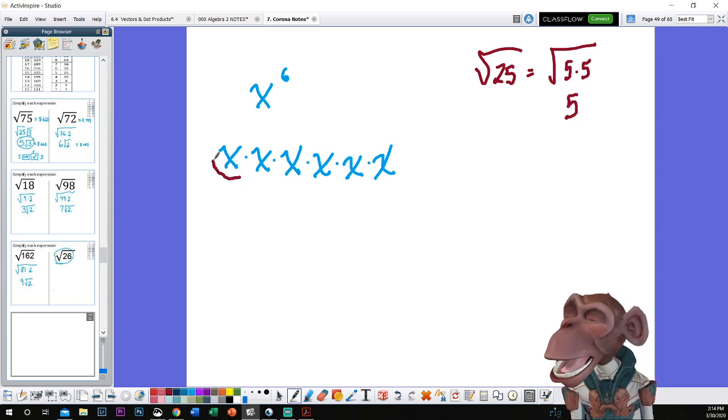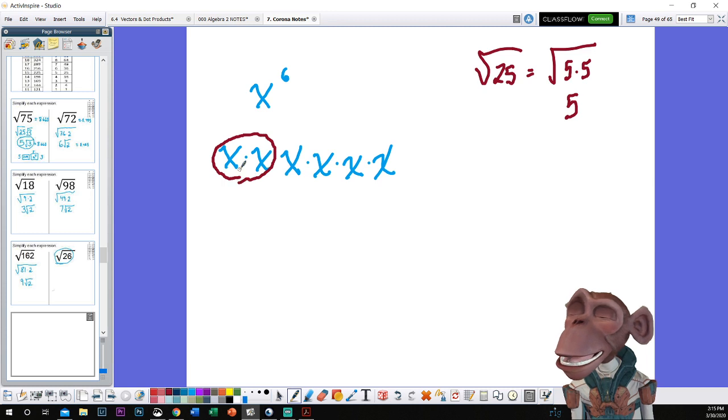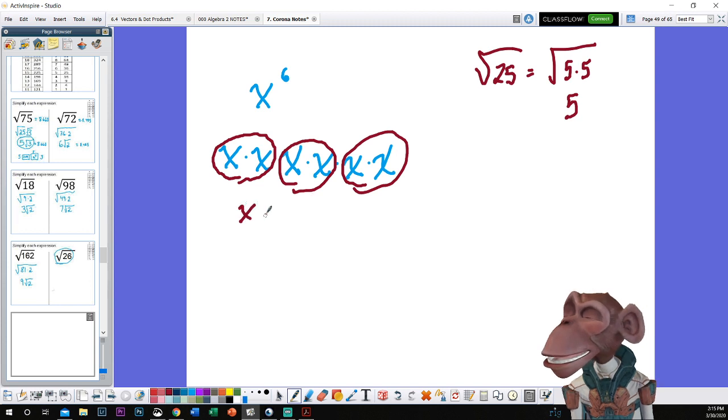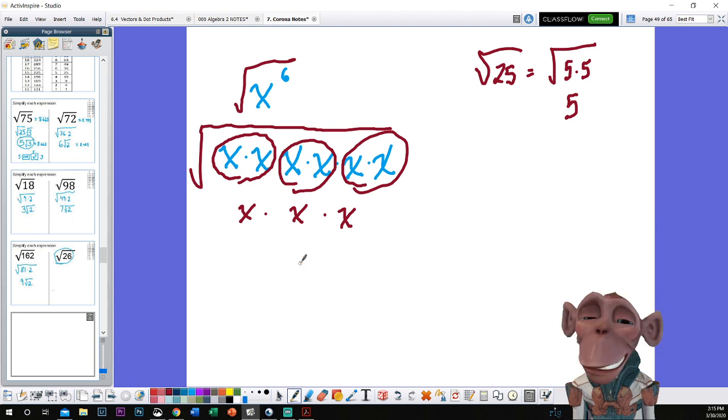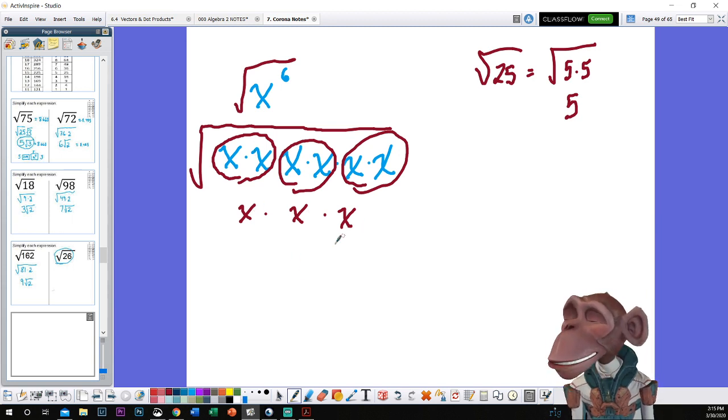So the same thing here. I'm looking for pairs of x's. There's one x, there's another x, there's another x. So here are your pairs. Now before, we were square rooting. Now once we've broken them out of the roots by taking them into pairs, I have x times x times x, which is x cubed.